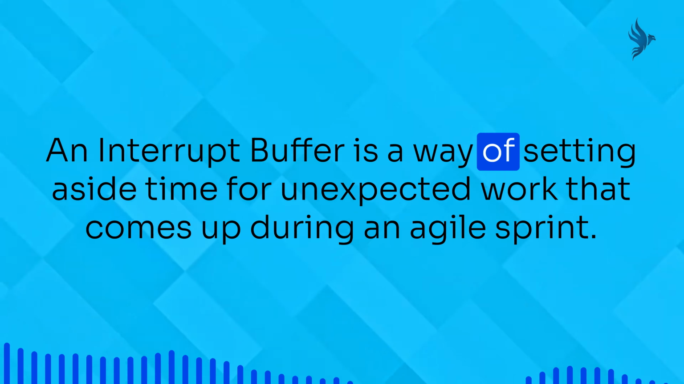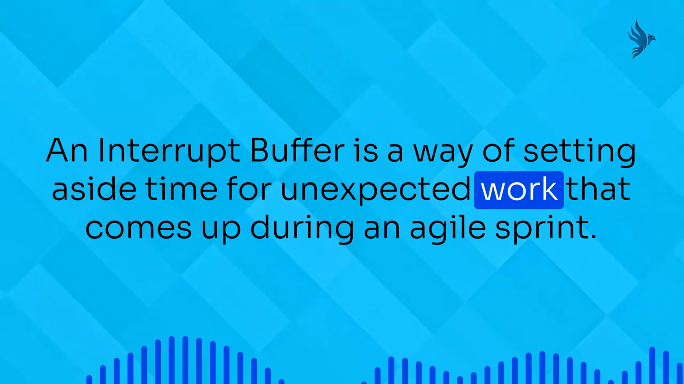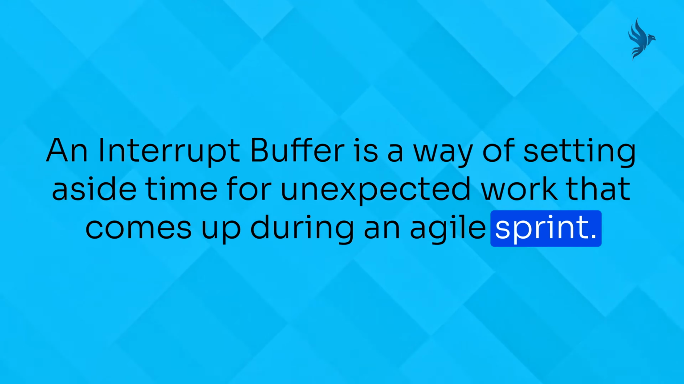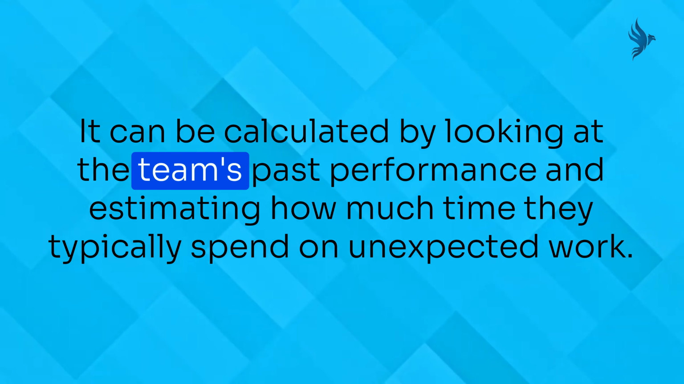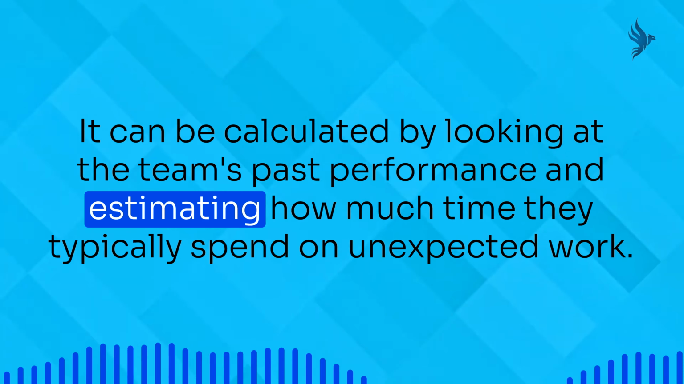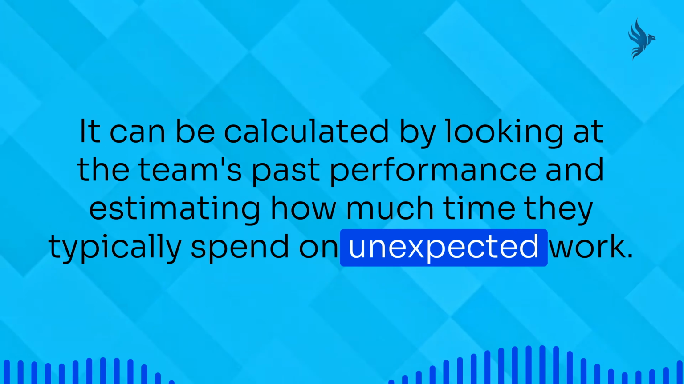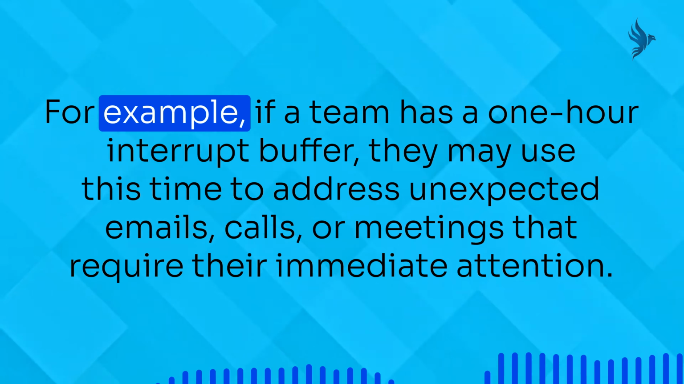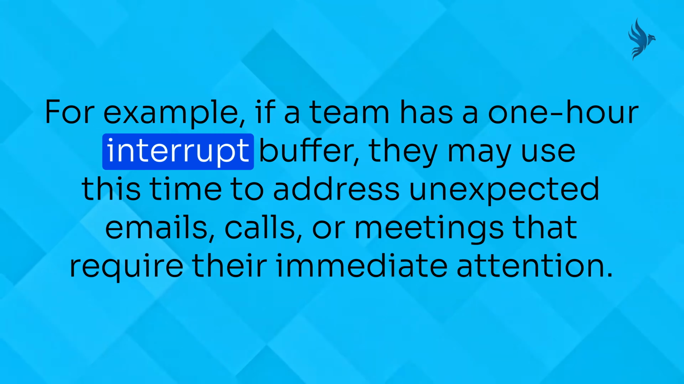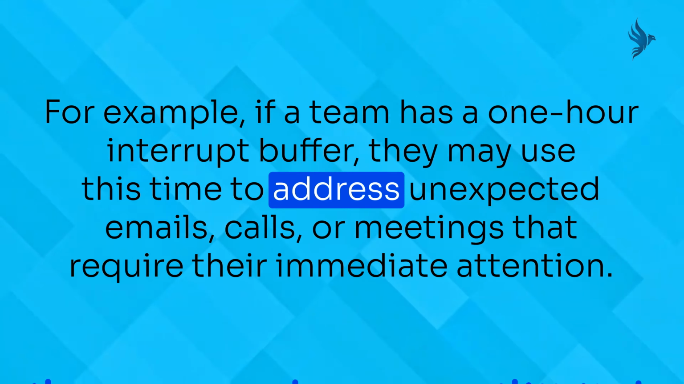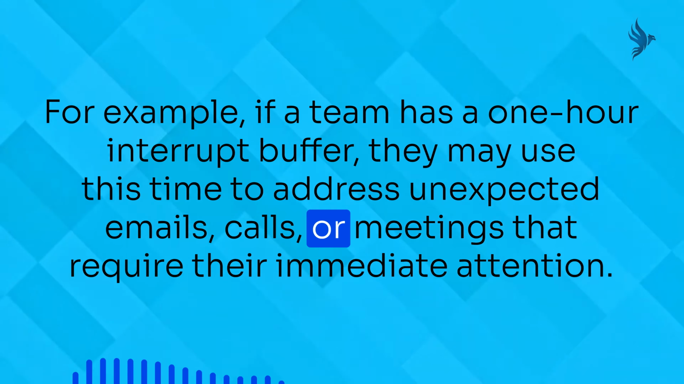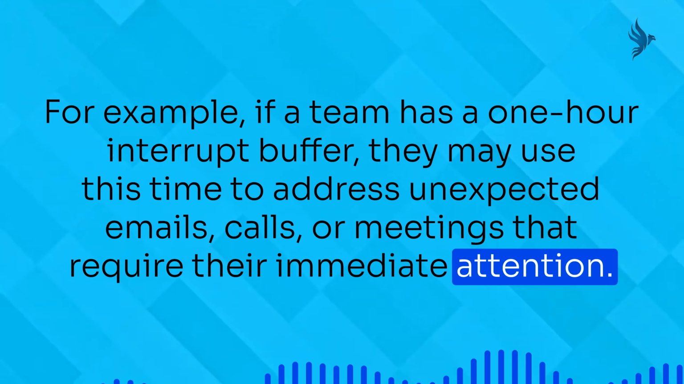An interrupt buffer is a way of setting aside time for unexpected work that comes up during an agile sprint. It can be calculated by looking at the team's past performance and estimating how much time they typically spend on unexpected work. For example, if a team has a 1-hour interrupt buffer, they may use this time to address unexpected emails, calls, or meetings that require their immediate attention.